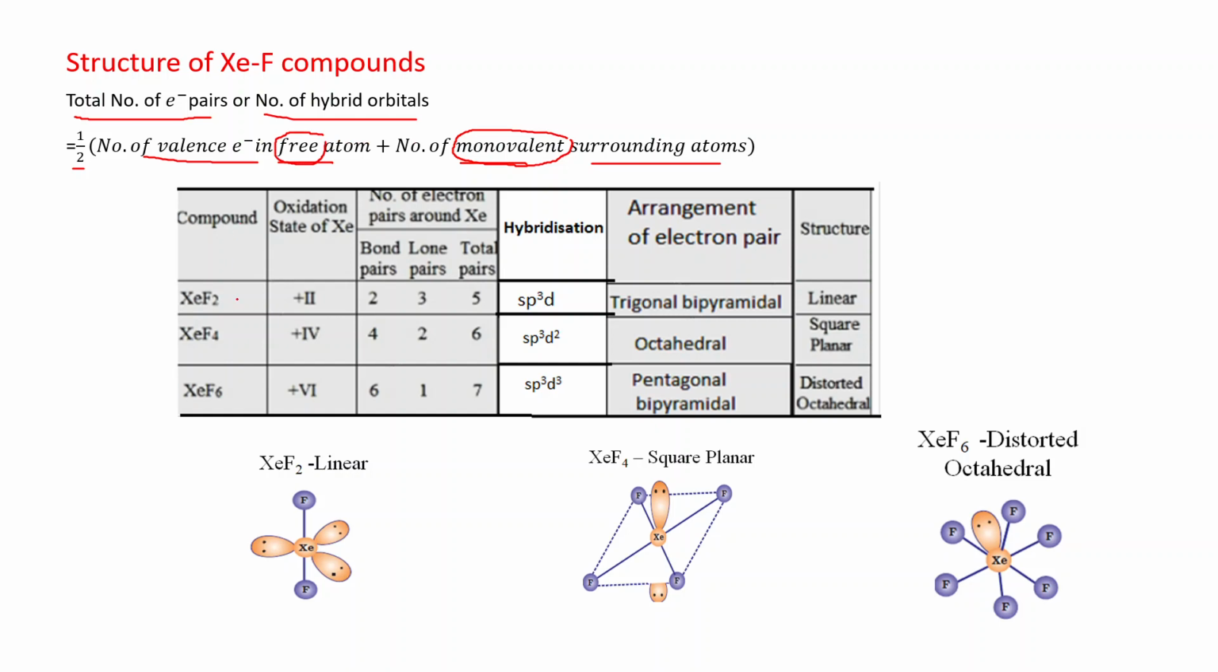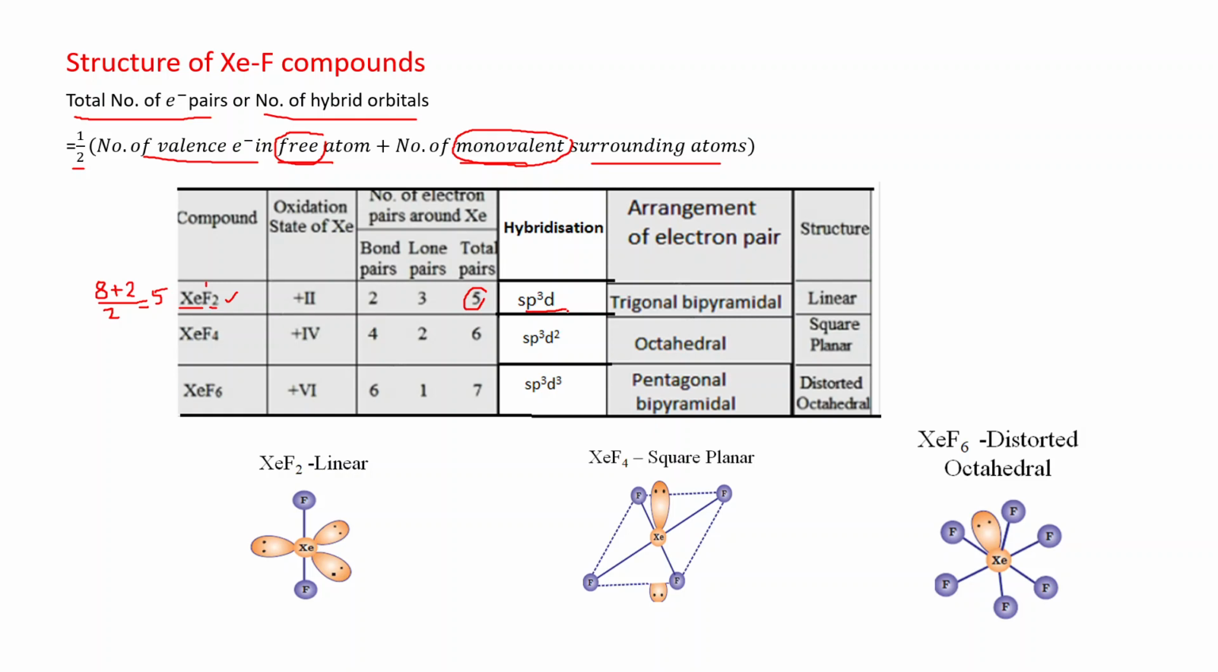Now let us see one by one. XeF2: if we apply this formula, in the case of xenon, valence electrons are 8 and monovalent surrounding atoms are 2. How can we find this 2? There are 2 fluorine atoms, and fluorine is a monovalent atom. Half of 8 plus 2, that is 10 divided by 2, will be equal to 5. Total number of electron pairs is 5, or we can say hybrid orbitals are 5. That's why hybridization is sp3d.